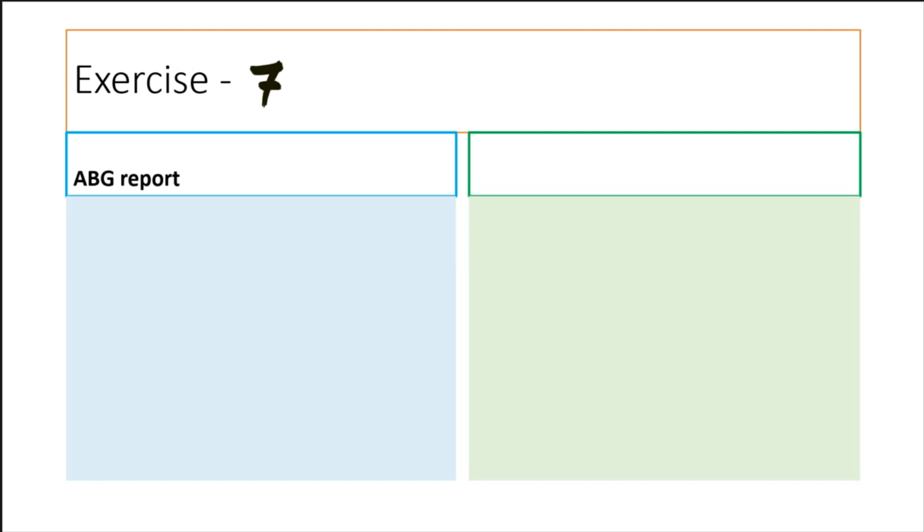Exercise 7. ABG report. pH 7.61. PCO2 30 mm of Hg.